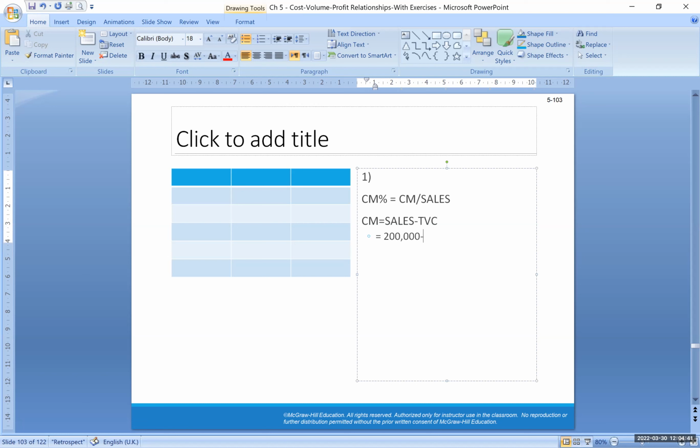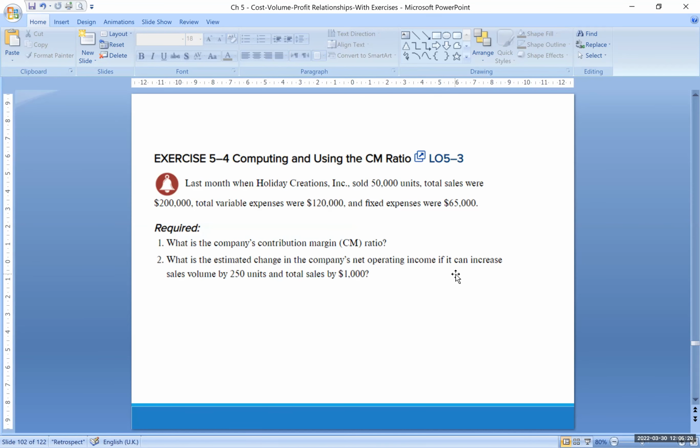Now, the contribution margin ratio is equal to what? $80,000 divided by $200,000. This equals 0.4 or 40%. Okay. This was the first question. Number two, what is the estimated change in the company's net operating income if it can increase sales volume by 250 units and the total sales by $1,000?